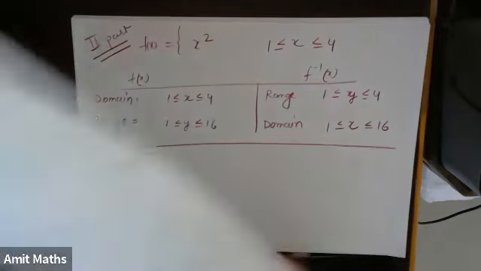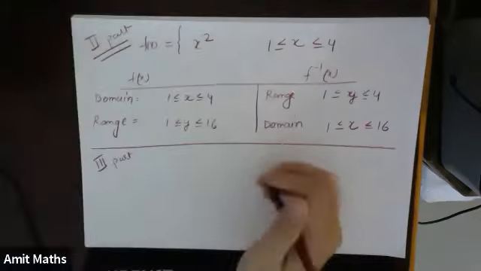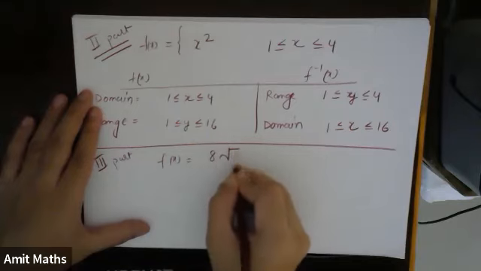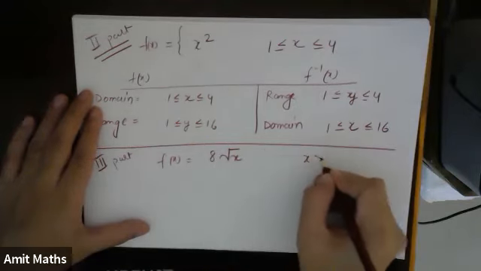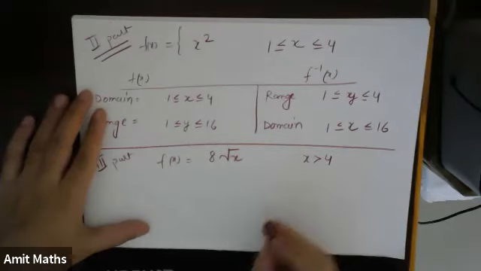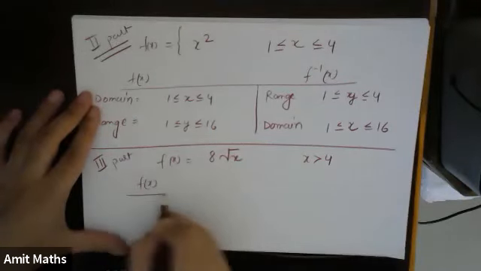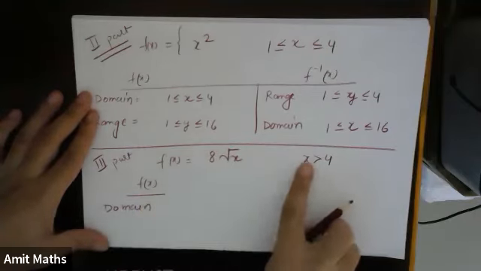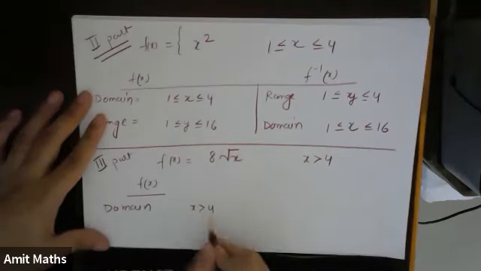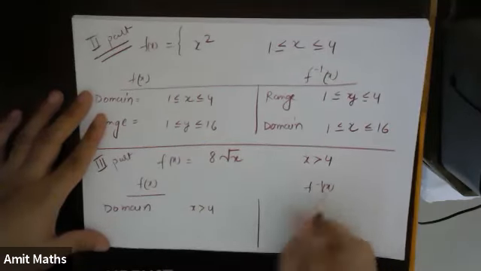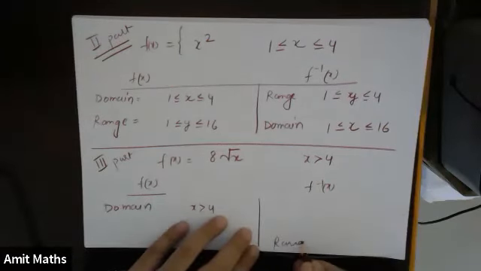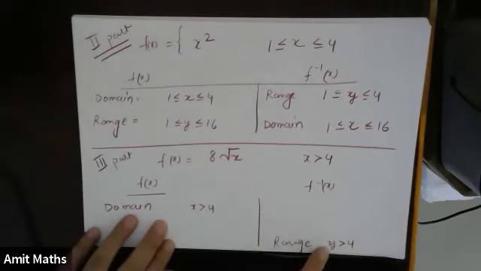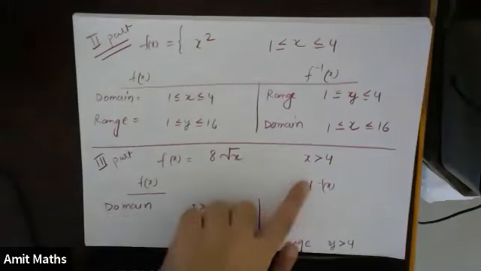What was the third part? The third part was given as 8 root x. So the third part was f of x equals 8 root of x, and x is greater than 4. Okay. So for f of x, what is the domain? For f of x, the domain is x greater than 4, already given. So for f inverse of x, what will be the range? The range will be y greater than 4. Whatever the domain is will become the range for f inverse of x.